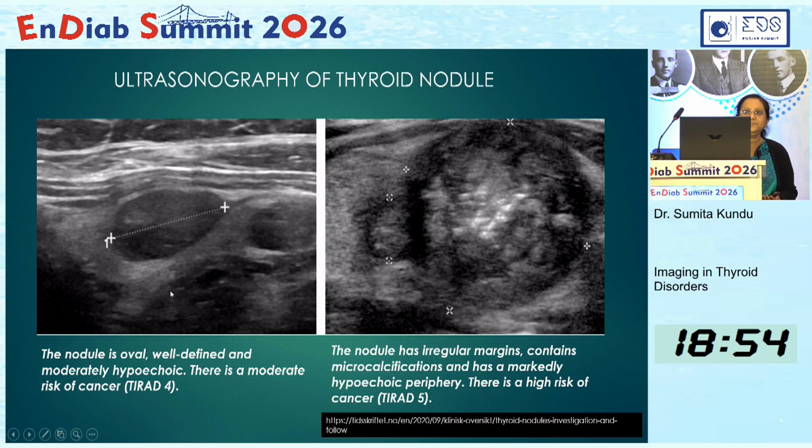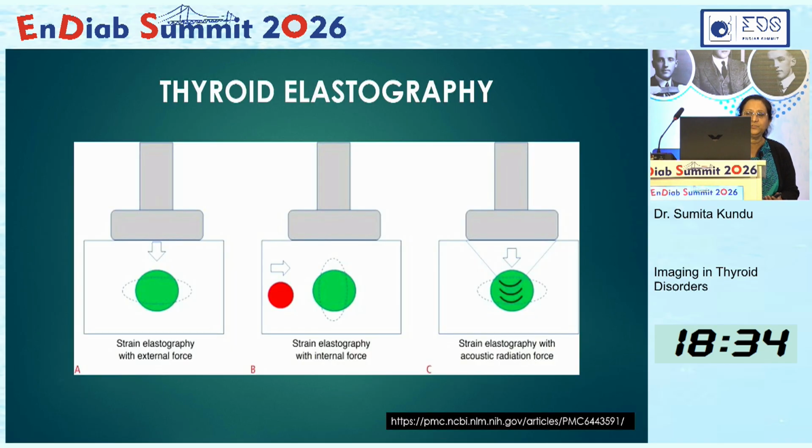But these two lesions have a different appearance. A fairly marked hypoechoic lesion is here, and one which is very inhomogeneous in echogenicity, with multiple microcalcifications and punctate hyperechoic foci, is likely to be a TIRADS 5 lesion and we would straight away proceed for a biopsy to rule out malignancy.